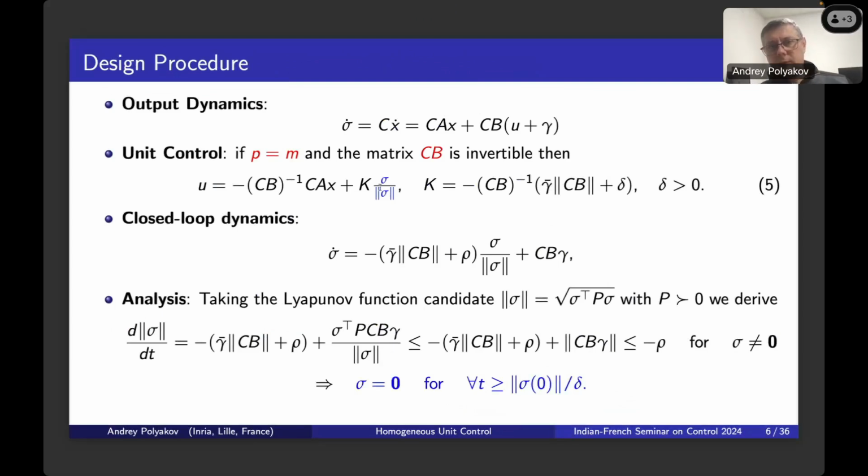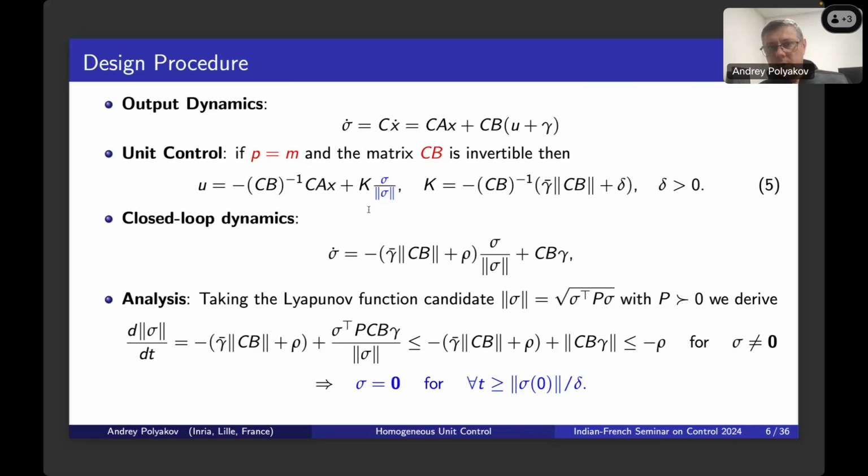To understand this, we should consider the dynamics of the output, and this is easy to compute. We just compute the derivative and substitute the equation for x dot, and we have the following representation. Now we have some term CAx here, and the selection of this term in the unit control is just in order to reject this term as linear. And next, after such a selection, we will have in the closed loop form a system which is not dependent on our other variables, other parts of the state x, except the output signal.